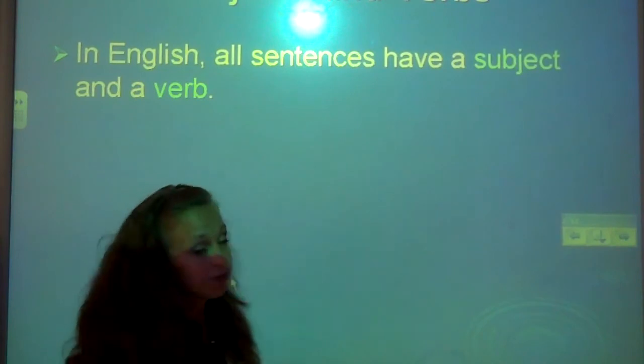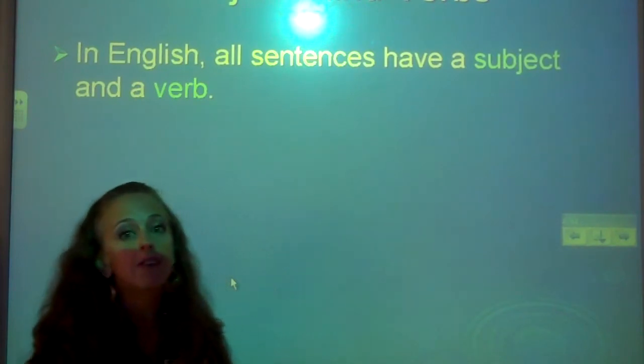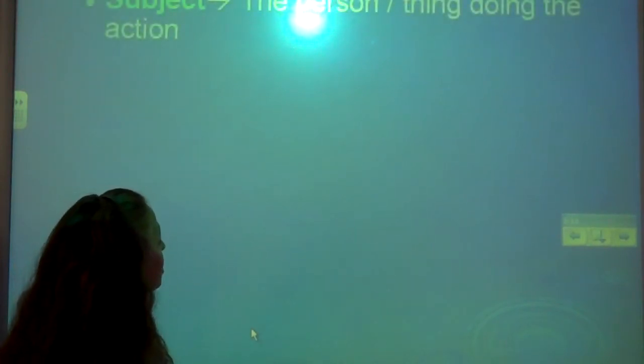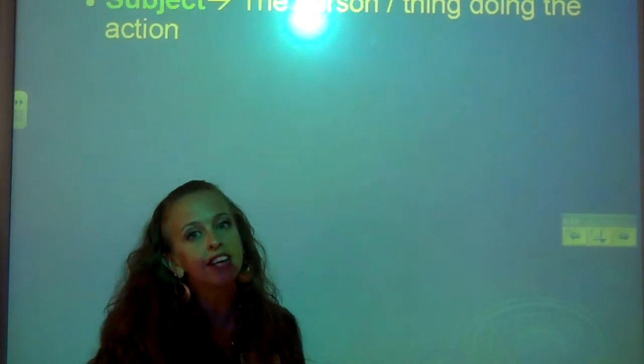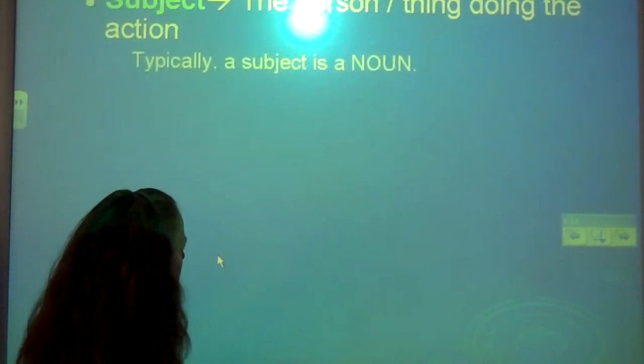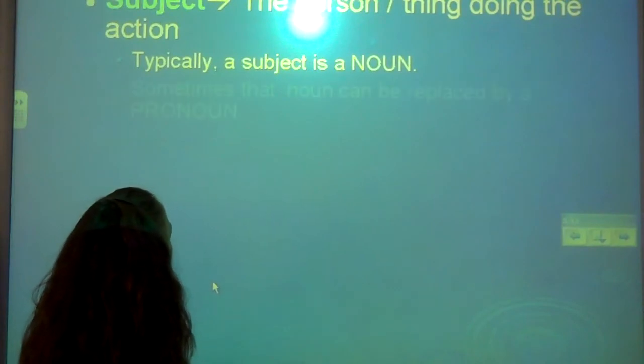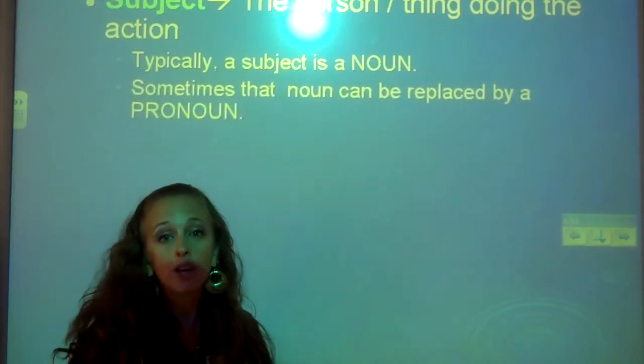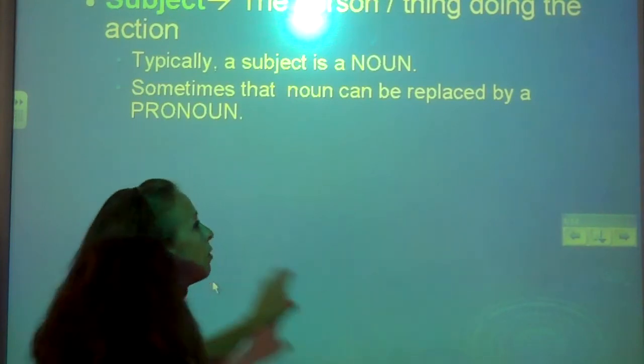In English, French is the same. All sentences have subjects and a verb. The subject is a person or thing that does the action in the sentence. It's typically a noun, and it's sometimes a pronoun. When we don't want to say my friend, but we want to say she, we'll use a pronoun.